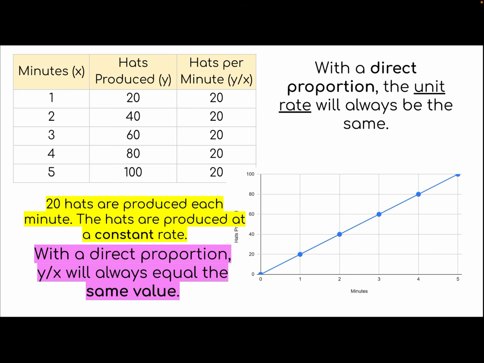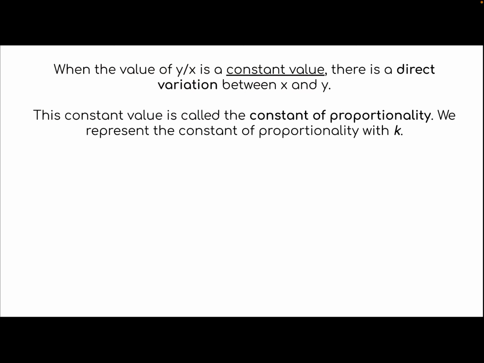With a direct proportion, the y divided by x, or unit rate, will always equal the same value. That's a pretty important one to write down in your notes. With a direct proportion, the y divided by x will always equal the same value. Okay, so let's write these notes down. When the value of y divided by x is a constant rate, there is a direct variation between x and y, or a direct proportion.